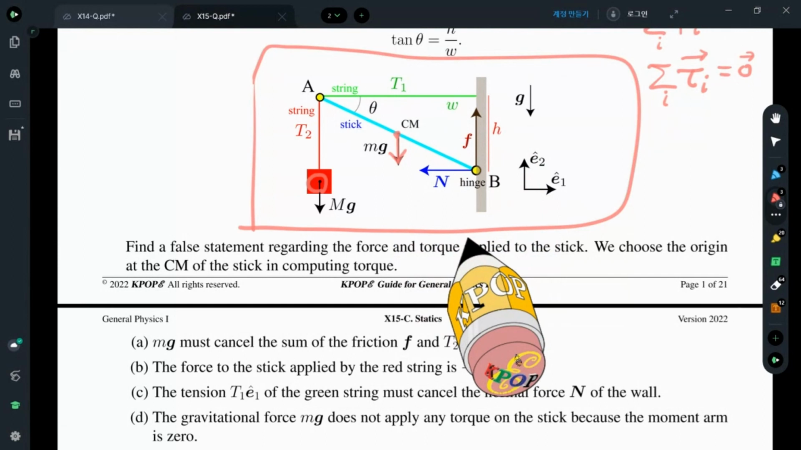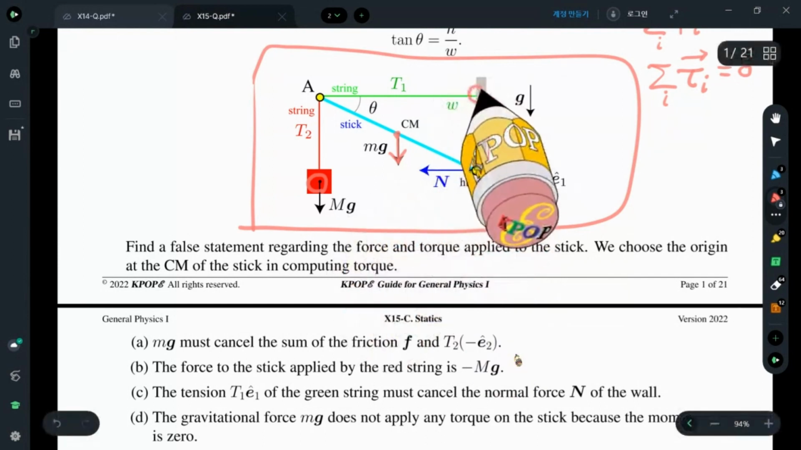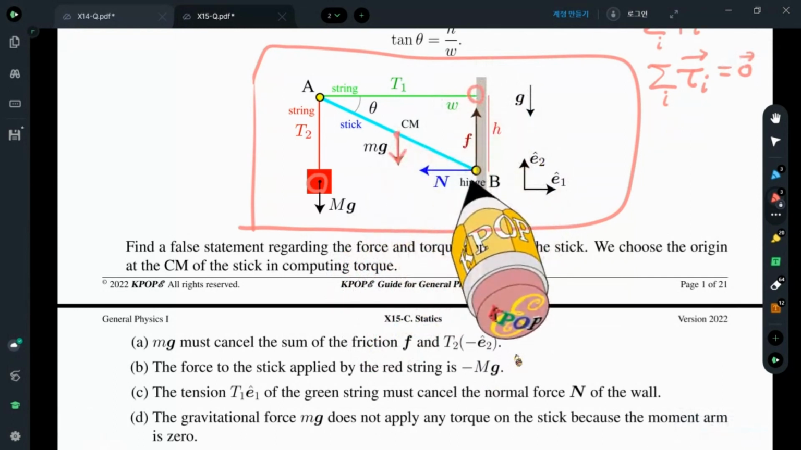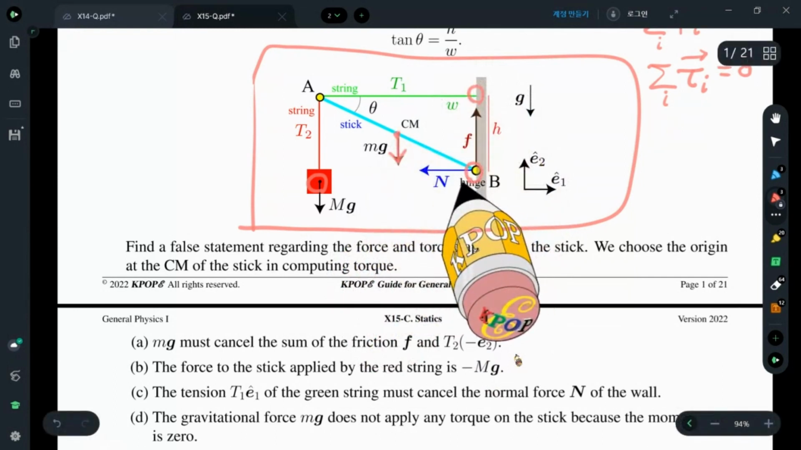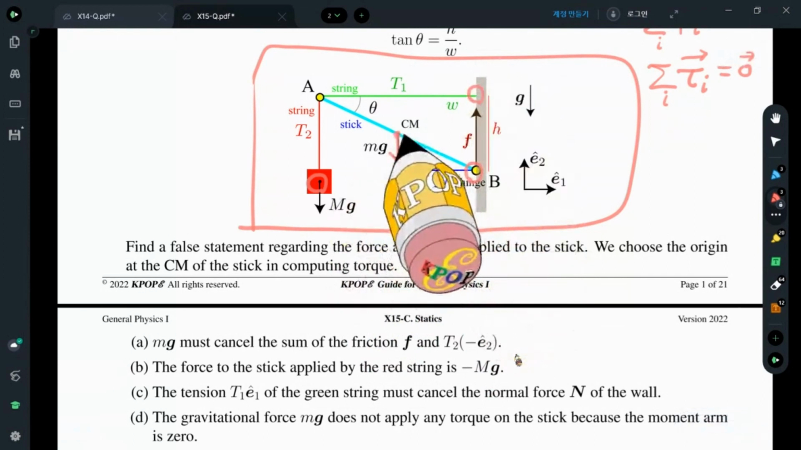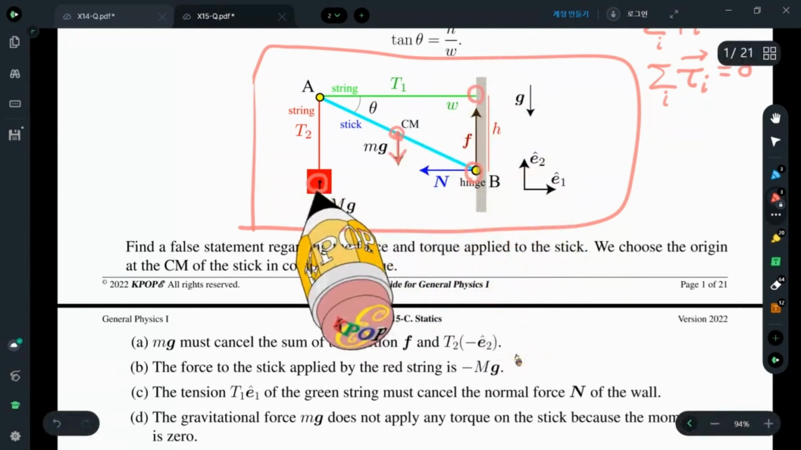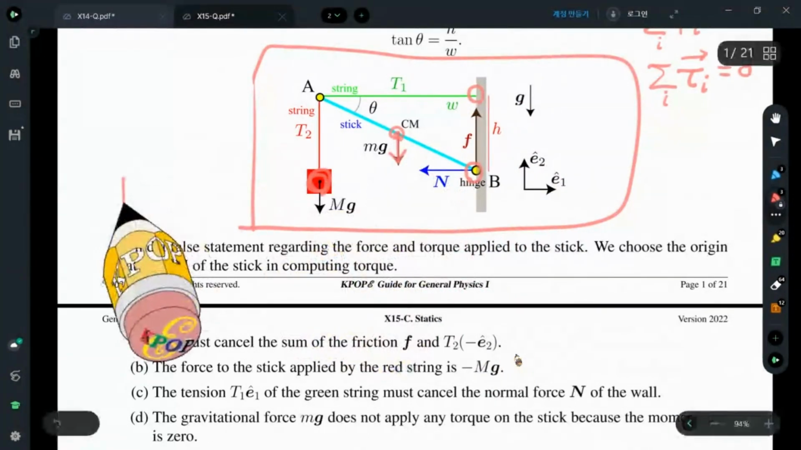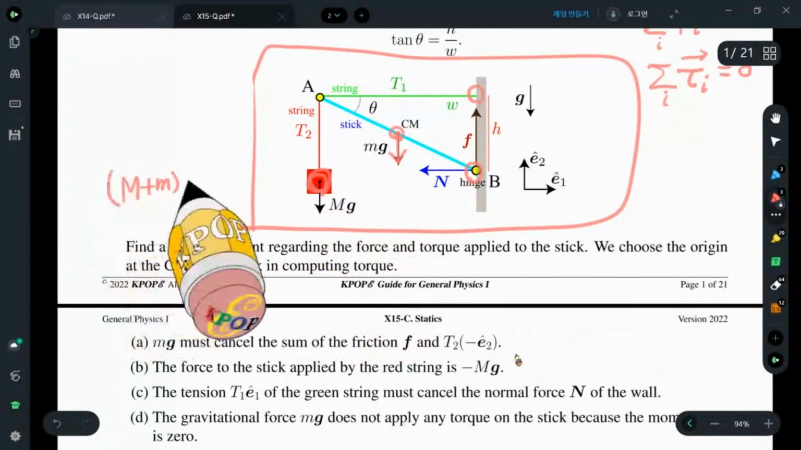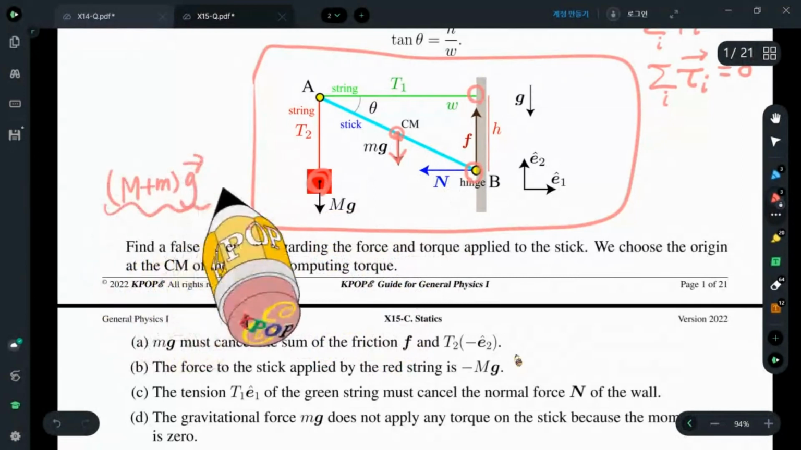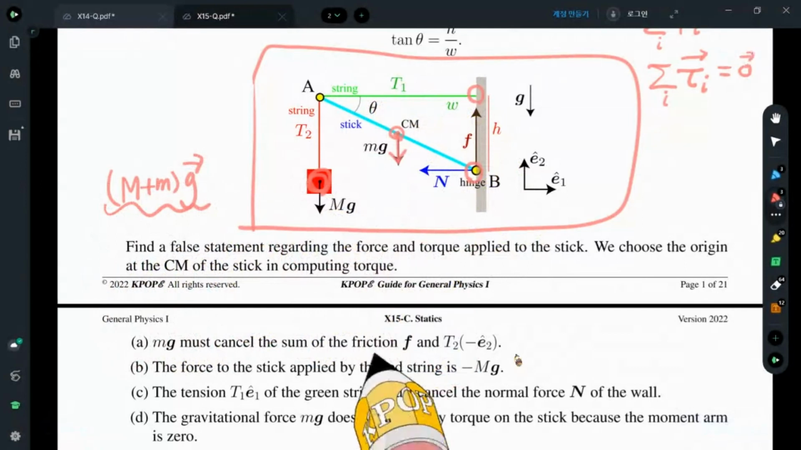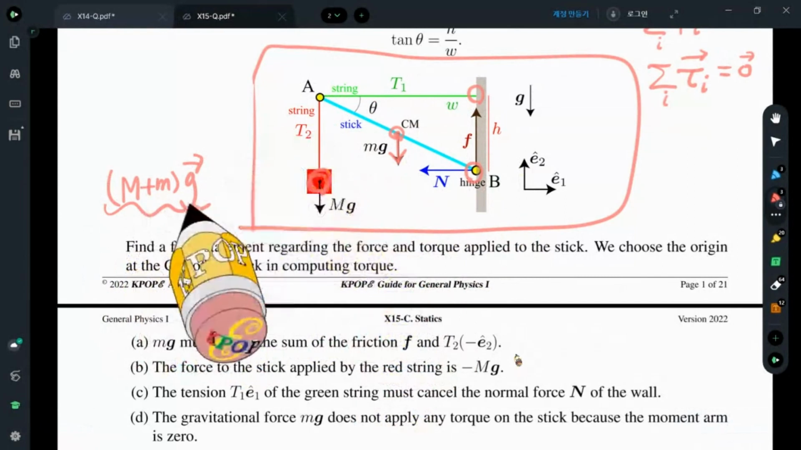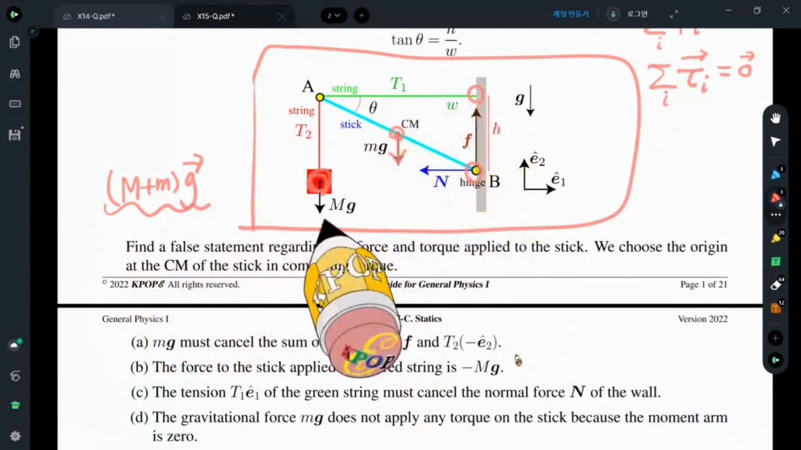Here, we have this string. Just consider the wire string, and there's a hinge. We have the weight of this stick and this weight, so these two weights are summed. There is a gravitational force applied to the whole system, but it is in equilibrium. Therefore, it must be canceled by other forces.